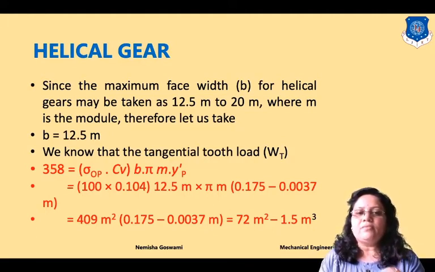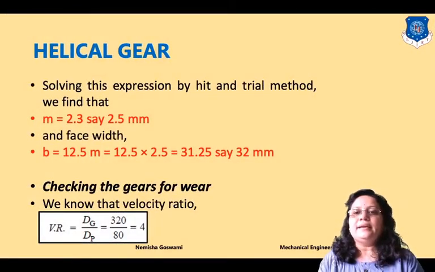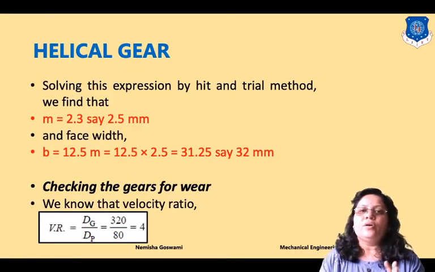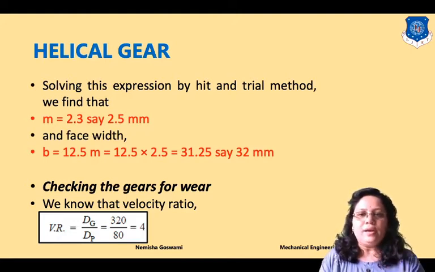M is indicating module, not meter. Minus 1.5 m cube. Okay, so this is the equation. When we solve this equation by hit and trial method, we will get m equal to 2.3 or 2.5. And what is the face width? So face width is equal to 12.5 of m, the module. You put all the values, so b is equal to 32 m, right?